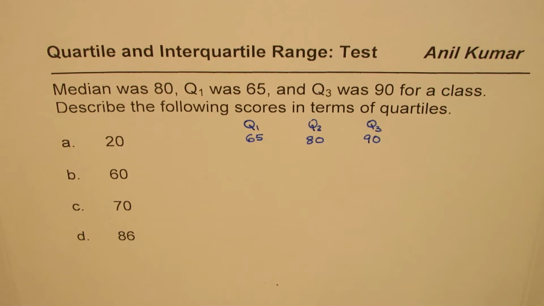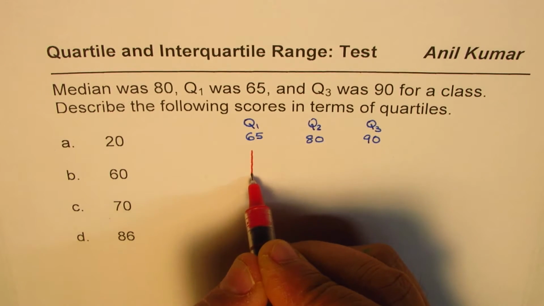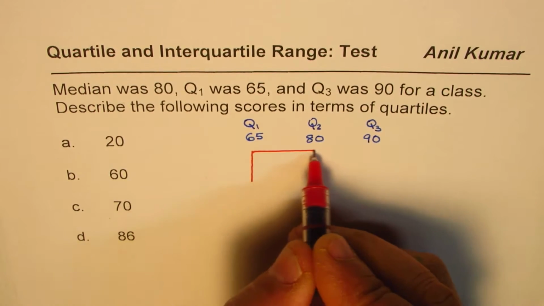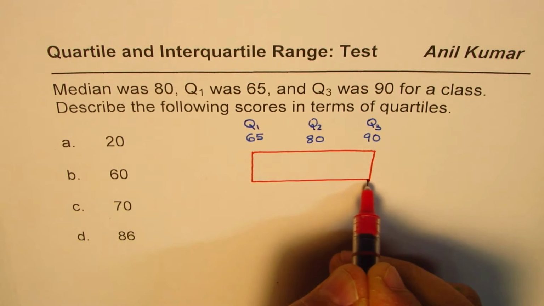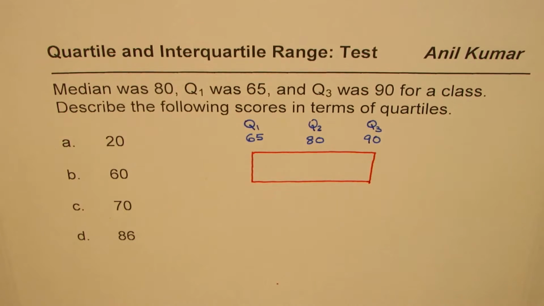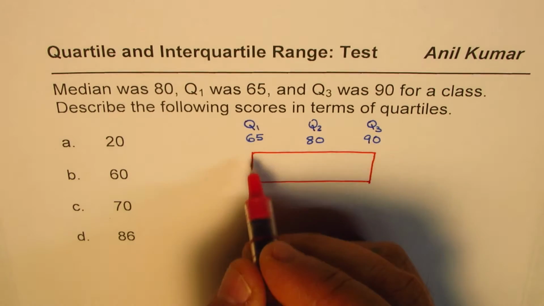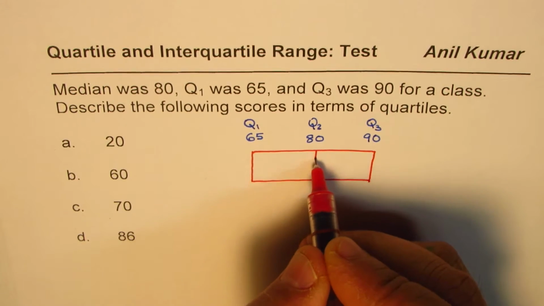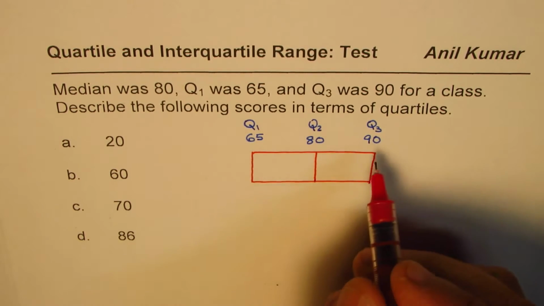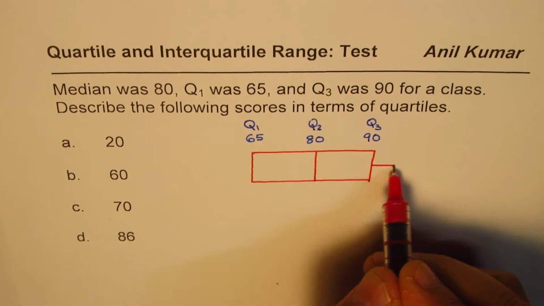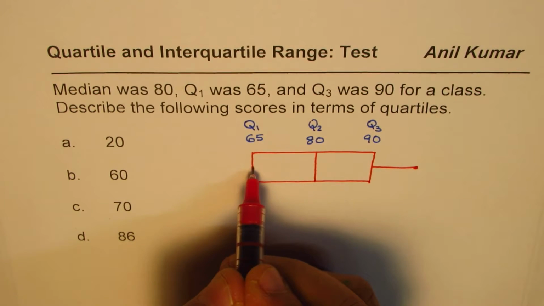Now we'll first sketch a box and whisker plot. So quartiles give us the boundaries, right? They are the boundaries for the first, second and third quartiles. Q1 is right there. Q2, let me just draw a line here. Since we are referring to box and whiskers, let me make whiskers also. Let's say this is what we have.